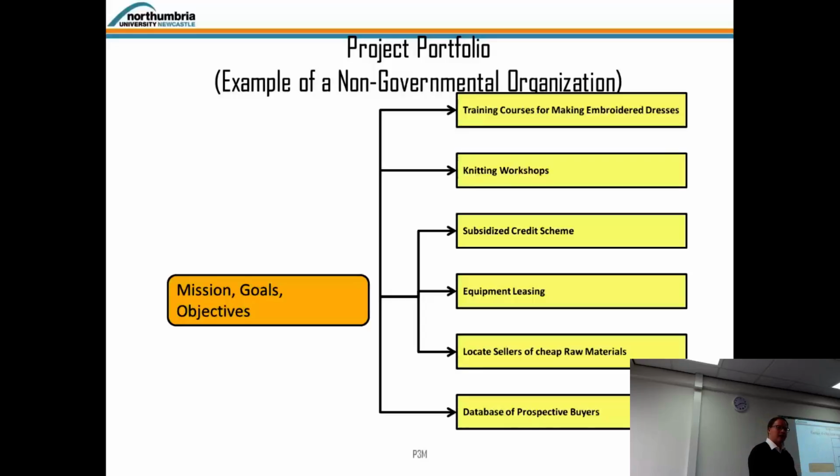Yeah. And did you see this here? This is a program. Why is this a program? I know we didn't have the definition yet of a program. Why are subsidized credit scheme, equipment leasing, and locate sellers of cheap raw materials, why could that be a program? I mean, in that case, it just was that way. But why does it make sense to structure it that way? Well, what do you think?